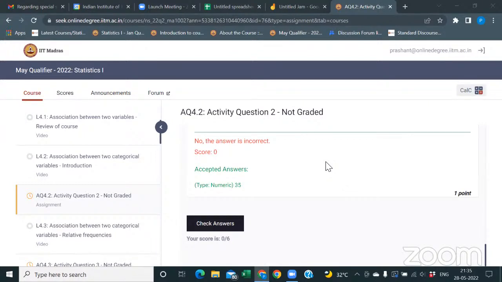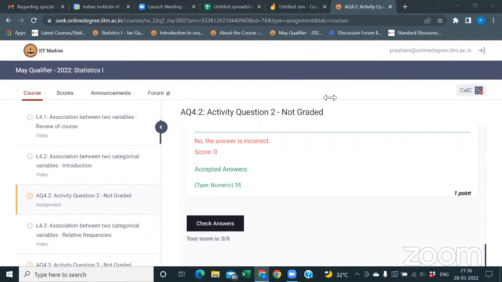Sir, are the questions in the mock test the same as the qualifier questions? You can't say that, but the concept will be the same. Yes, sir, I am saying that the concepts are the same, only the variables are changed. No, you are talking about exactly similar questions. That is not the thing.